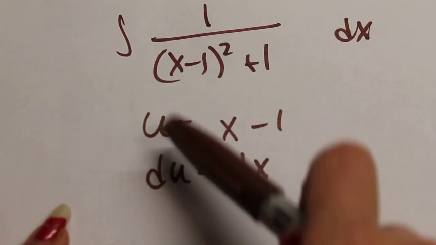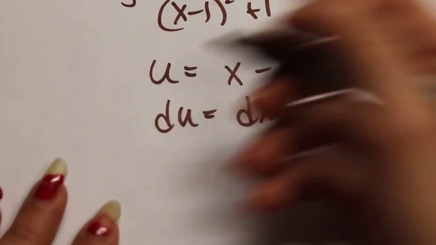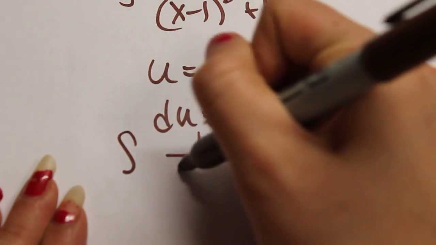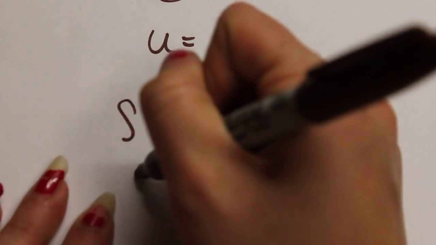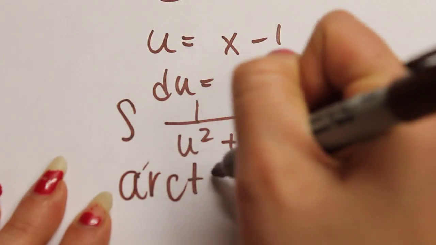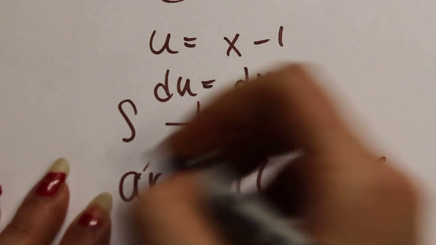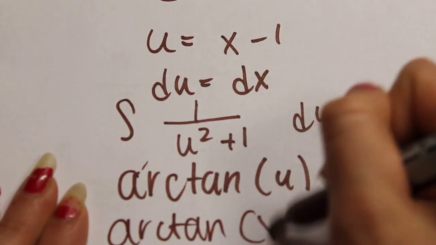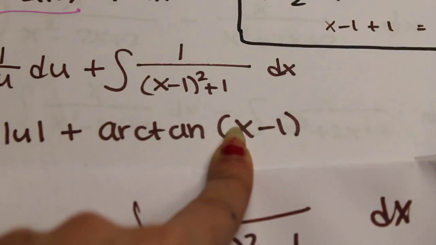And I'm doing substitution of u is equal to x minus 1. Therefore, du is equal to dx. And so now, what we actually get is 1 over u squared plus 1 du. And that is easy to identify as being arctan u plus c. Then you sub in u, and it actually becomes arctan of x minus 1 plus c. So all I did here was prove how I got to this step, okay?